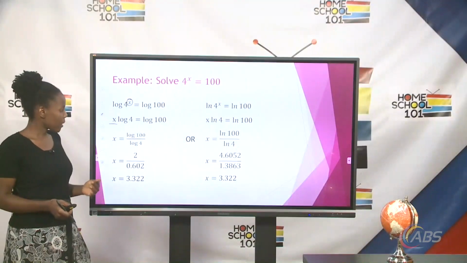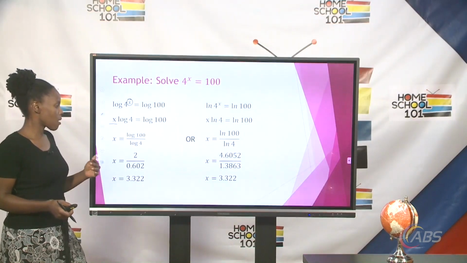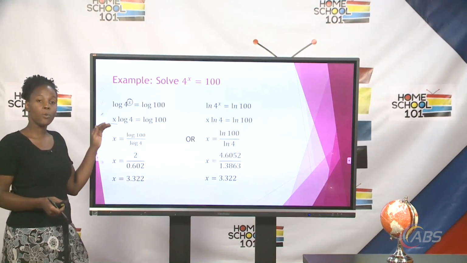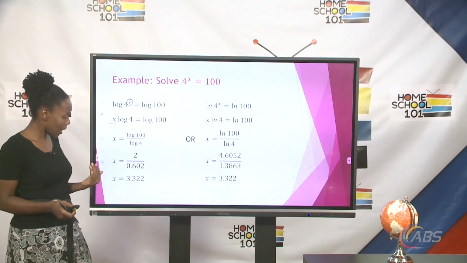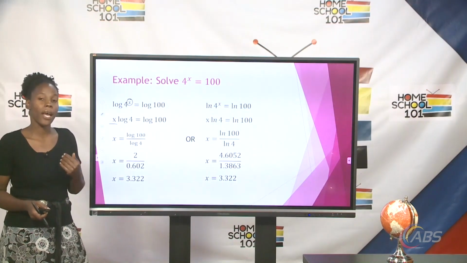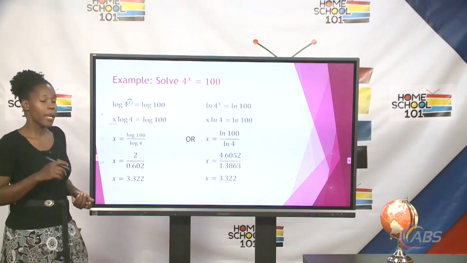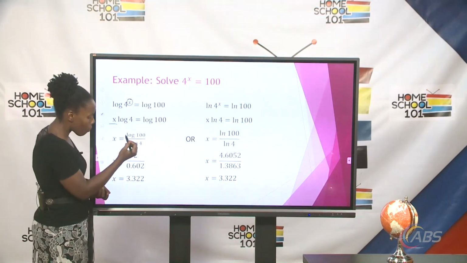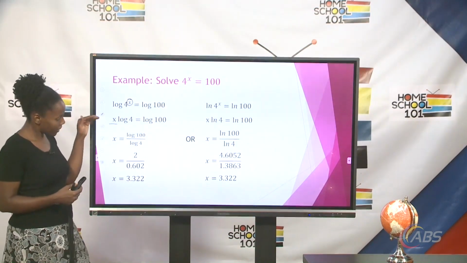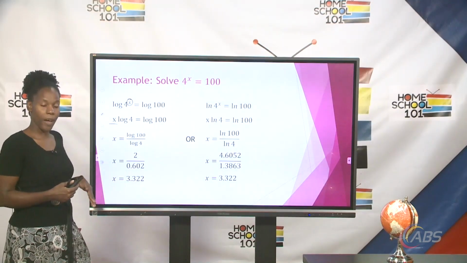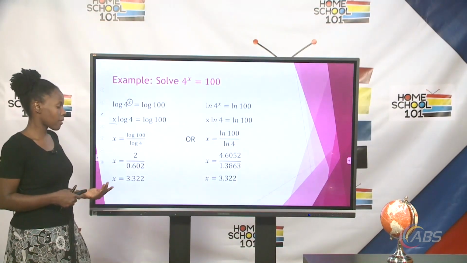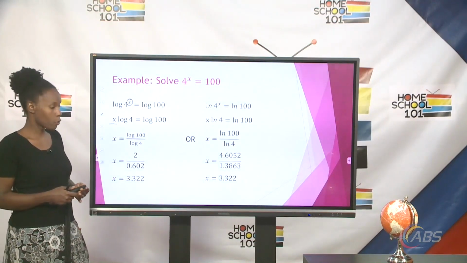Make x the subject by dividing by log 4, so it becomes log 100 divided by log 4. You would find these individually in your calculator, and then you write the value. A key thing to note when entering this in your calculator: it is always best to enter log 100, find what that value is, and then the other. So find them individually, write them as a fraction, and then you write the correct answer. In this case, x is equal to 3.322.